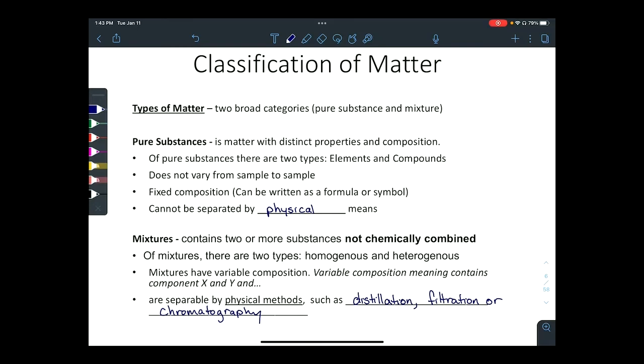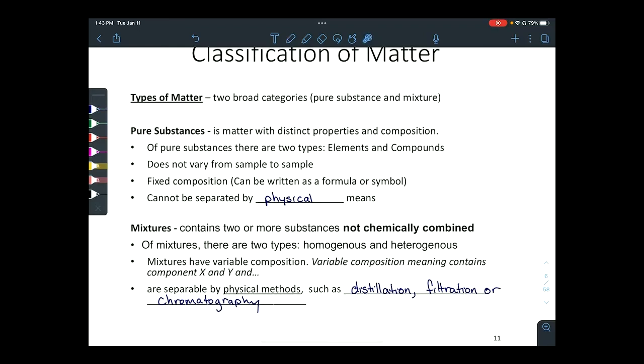Same thing with compounds. Water, H2O, is an example of a compound, and it's more likely that you have a glass of water and I have a glass of water. If we look at the particulate level, both of them look exactly the same, with essentially this repeating unit of an H2O molecule making up the entire sample. So the big thing with pure substances is you can't separate them by physical means. And we'll talk about some physical methods, like distillation, filtration, or chromatography.